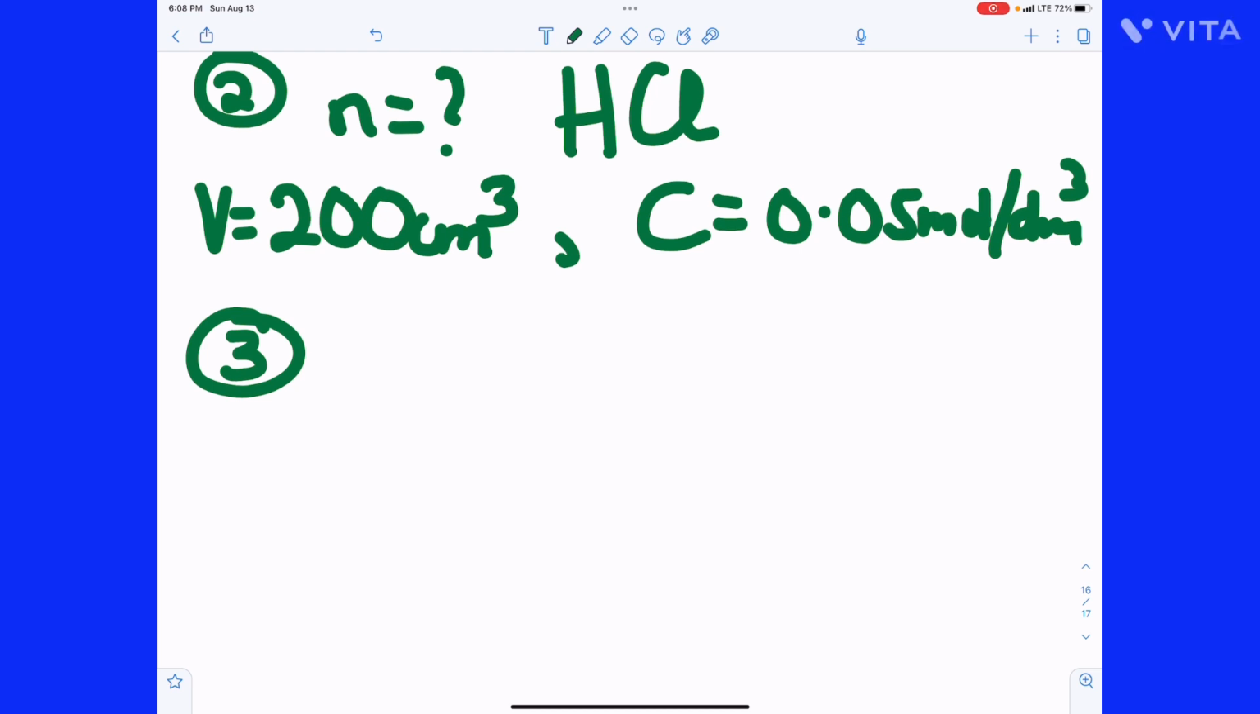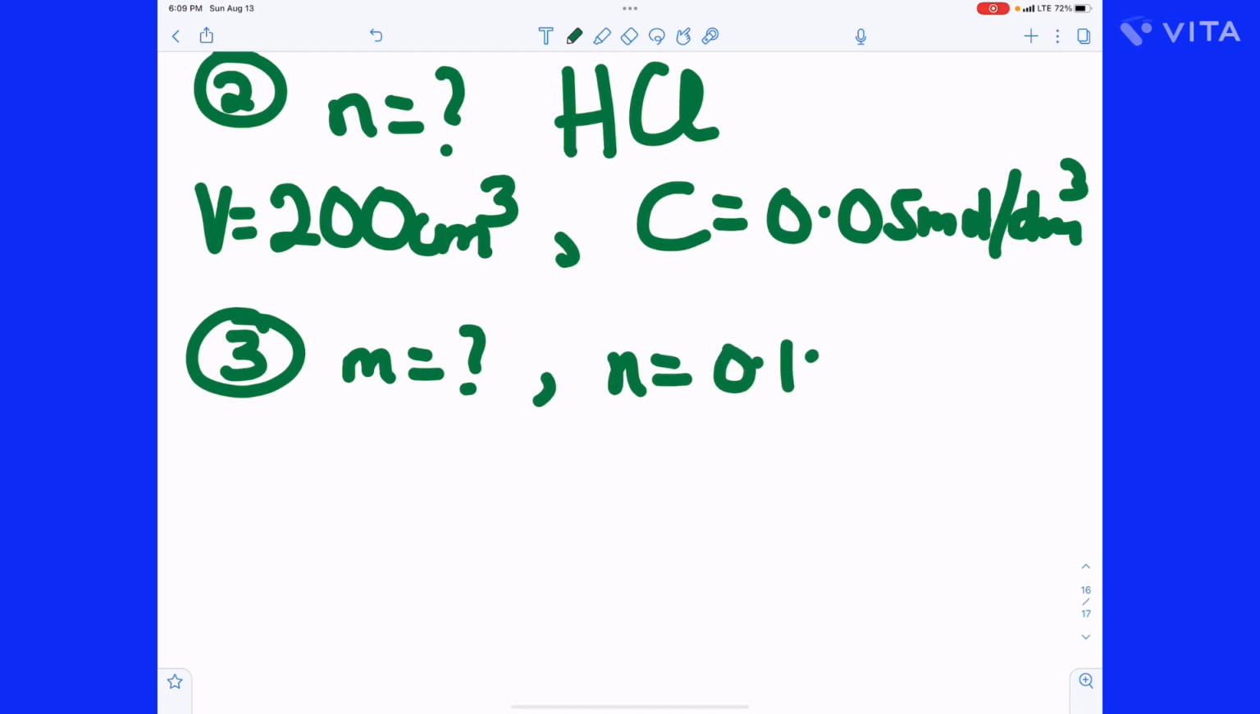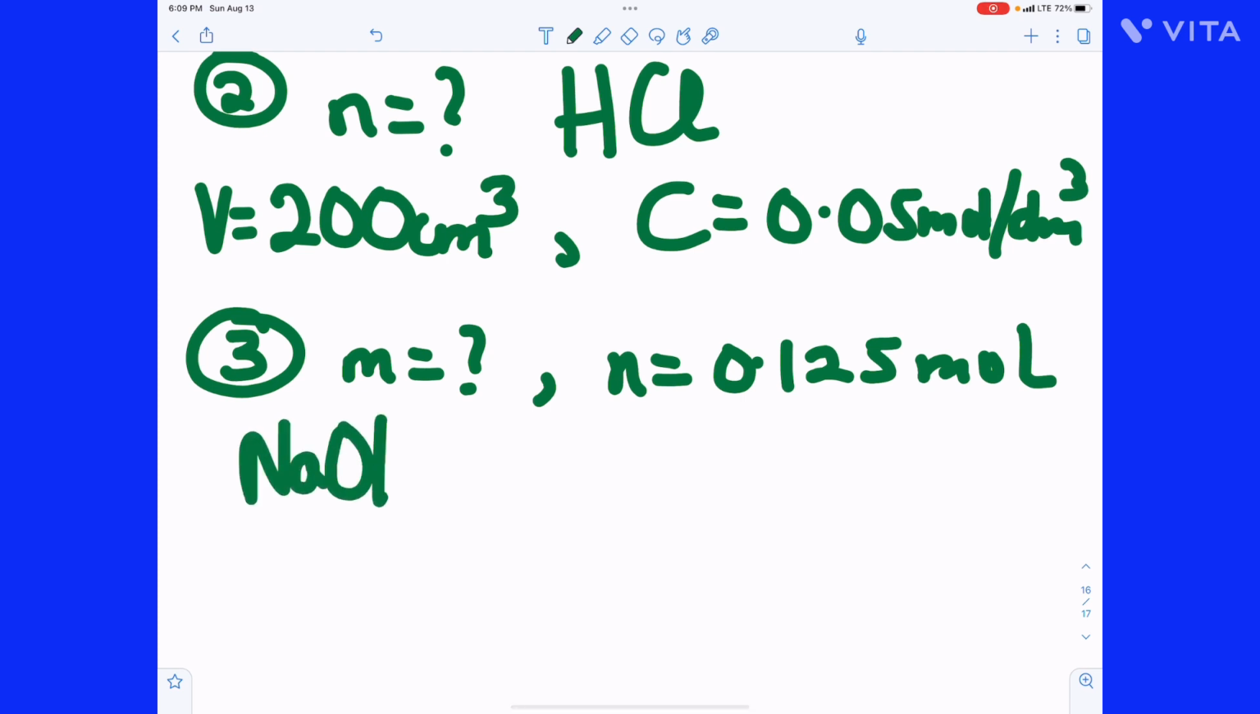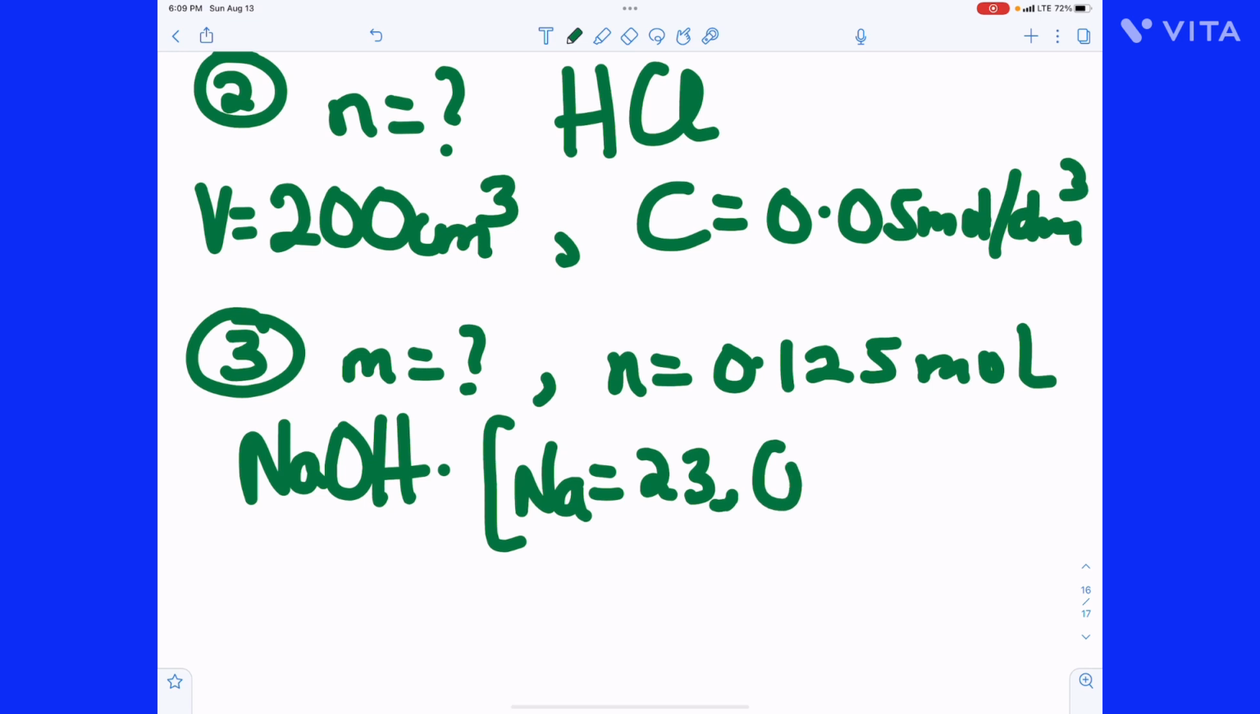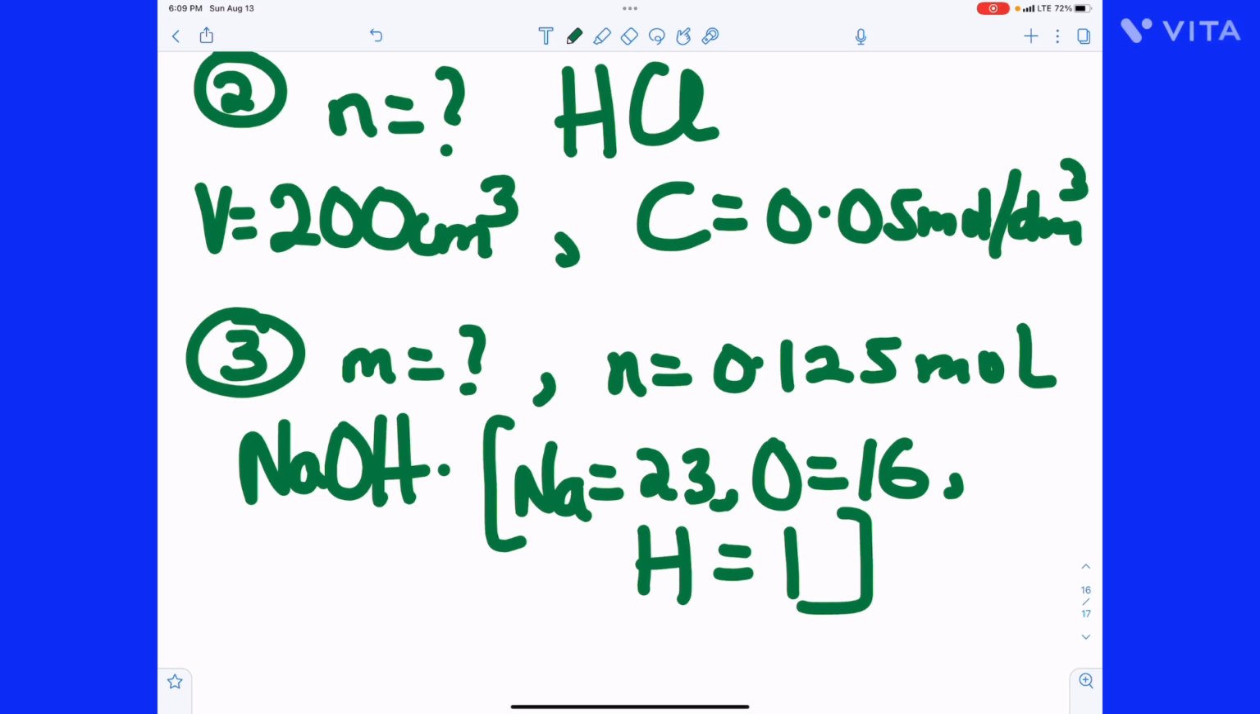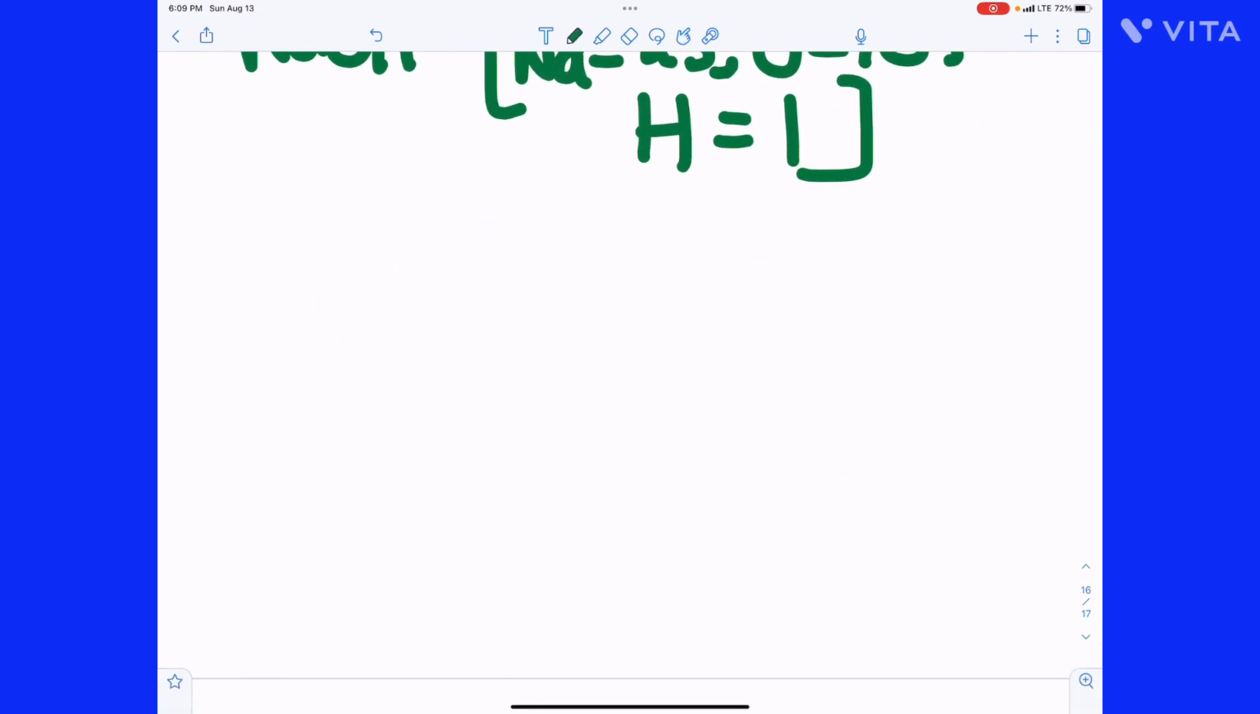Question 3. What mass of sodium hydroxide is present in 0.125 moles of the alkali? Sodium hydroxide has the formula NaOH. Given that the relative atomic mass of sodium is 23, the relative atomic mass of oxygen is 16, and the relative atomic mass of hydrogen is 1. So going forward, let's continue.